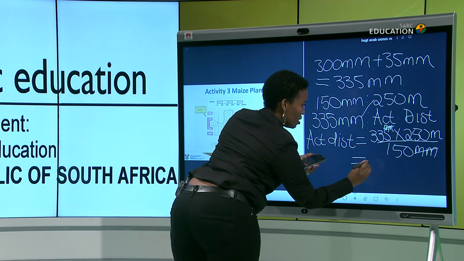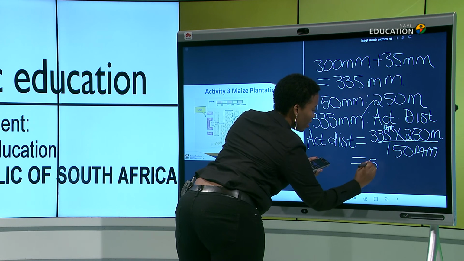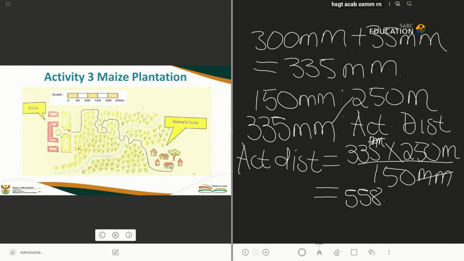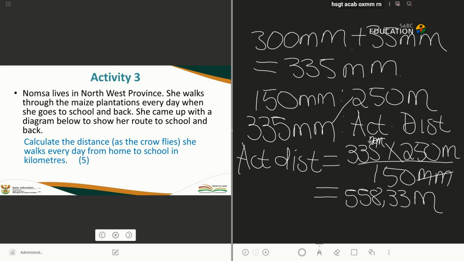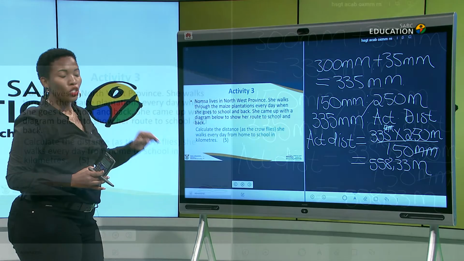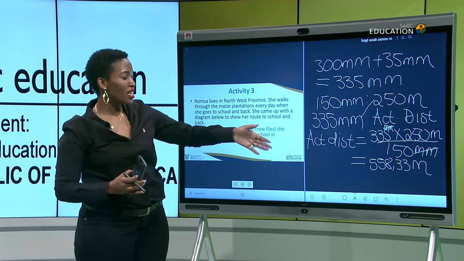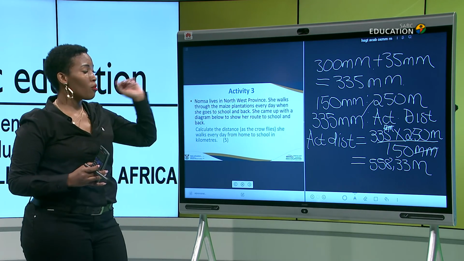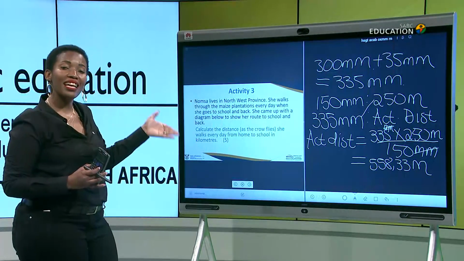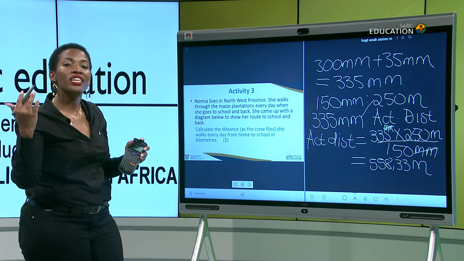So your answer is going to be 558.33, but it is in meters. What was the instruction? The instruction was that we must calculate the actual distance in kilometers. So now remember our King Henry conversions: when you move from meters to kilometers, you are converting from a smaller unit to a larger unit. It means that you are going to divide.